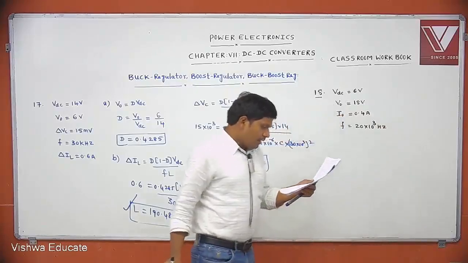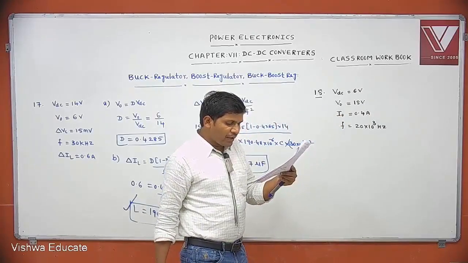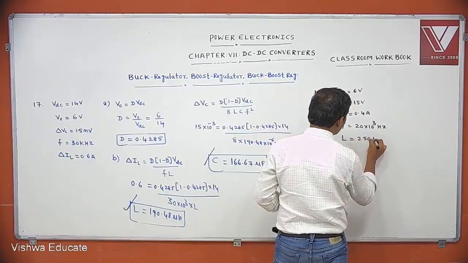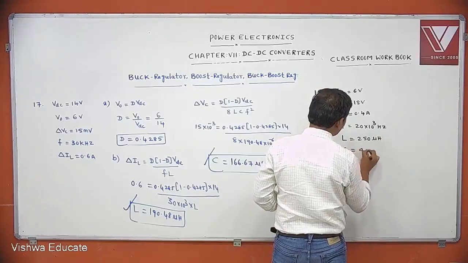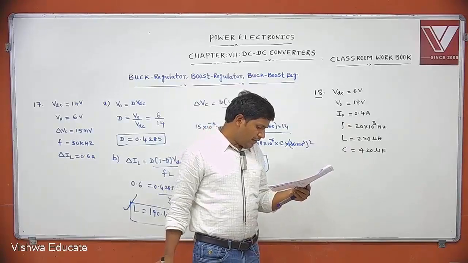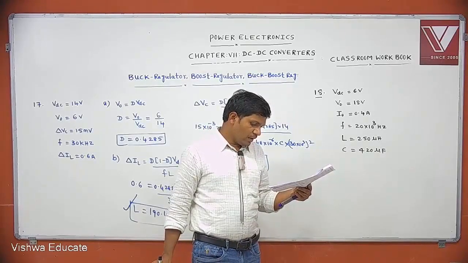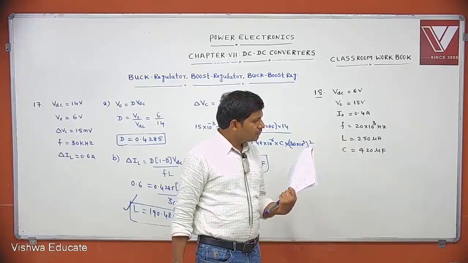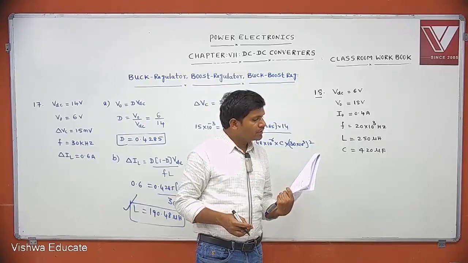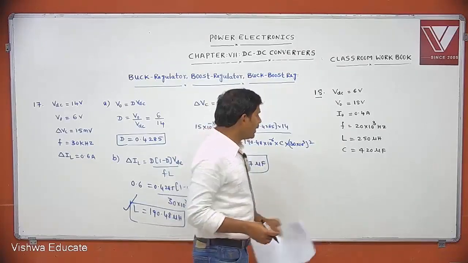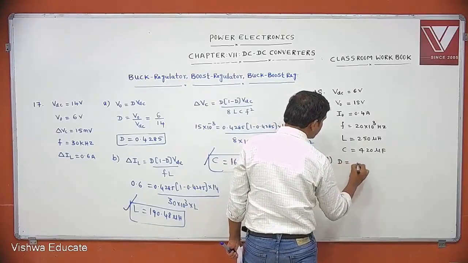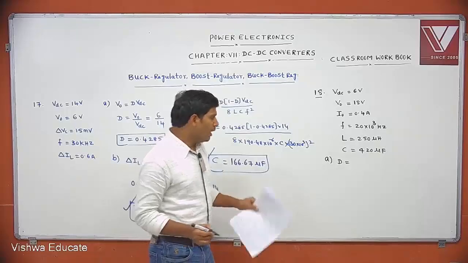For an inductance of 250 microhenry and a capacitance of 420 microfarad, determine the duty cycle, the ripple current of the inductor, the peak current of the inductor, and the ripple voltage of the capacitor. First we want to find the duty cycle. Given is which converter? Boost converter, that is the boost regulator.